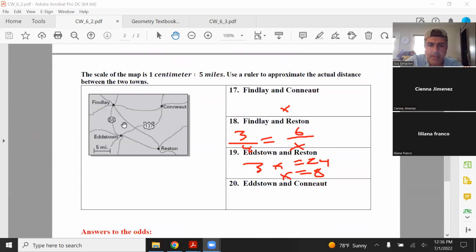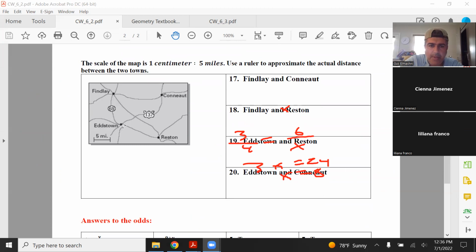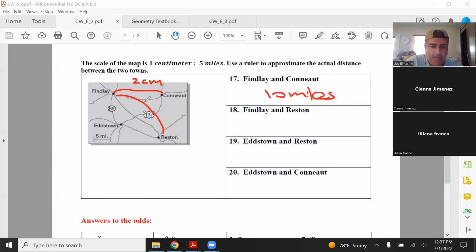And then lastly, it says use a ruler to approximate. We're not going to use a ruler. 1 centimeter equals 5 miles. Okay. Well, I'm just going to kind of estimate a little bit. Let's say that's 2 centimeters. That'd be 10 miles, obviously. Let's say this were like 3 centimeters. That'd be 15 miles.